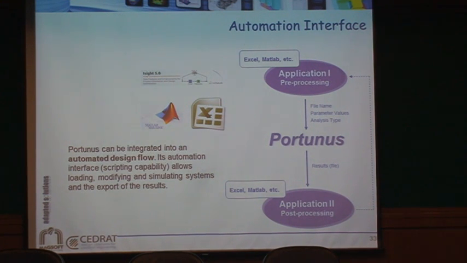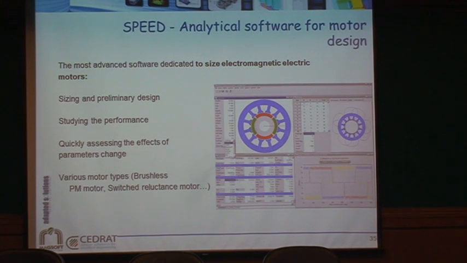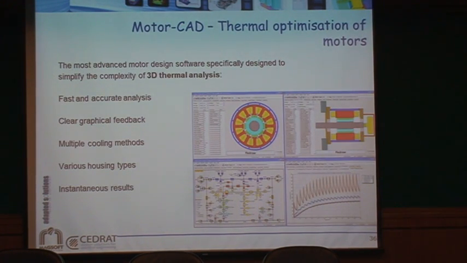Software link, and that's where I want to get. We have the possibility to connect with SPEED. From SPEED we can bring the decomposition of the machine right there. Now we have a first-level type of machine, and we can solve it. Here are some different types of results. MotorCAD, same idea. We can bring the thermal network from MotorCAD inside Portunus.